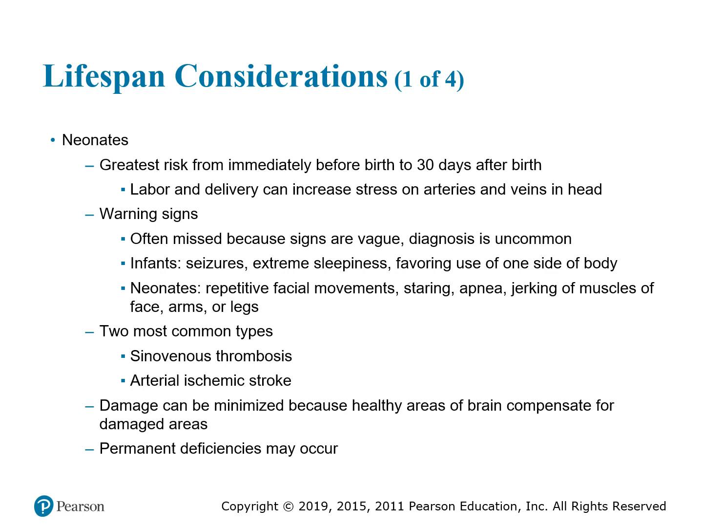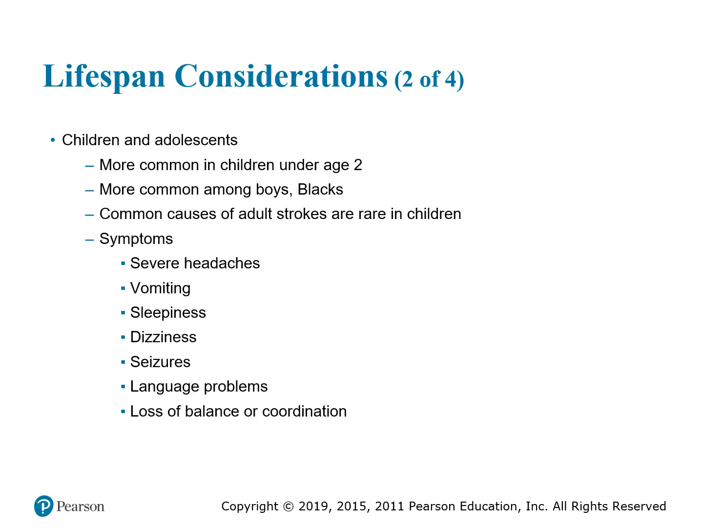Damage can be minimized because healthy areas of the brain compensate because, this is a neonate, their brain is still growing and changing. Permanent deficiencies may occur just like with the adult. And as you read on page 1335, with stroke in children and adolescents, the symptoms are pretty much the same as they are in an adult. So children and adolescents, more common in children under age 2, more common among the African American male population. Common causes of adult strokes are rare in children.